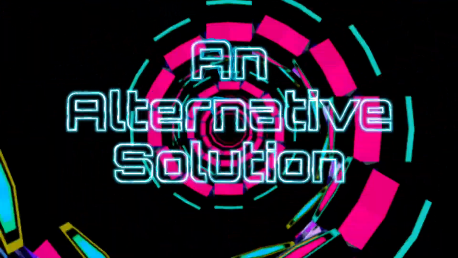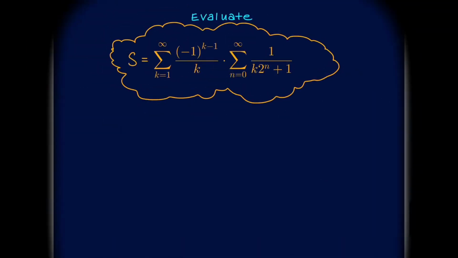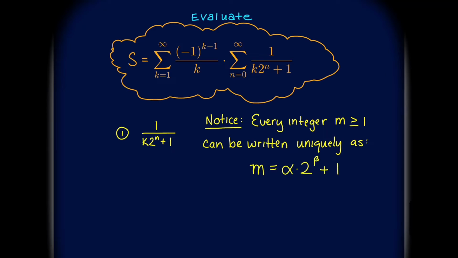Let's now consider an alternative solution. So if we start off with the 1 over k 2 to the n power plus 1 term, one can notice that every integer, call it m, greater than or equal to 1, can be written uniquely in the following form. m is equal to alpha times 2 raised to the beta power plus 1, where alpha is some odd number and both alpha and beta are non-negative integers.